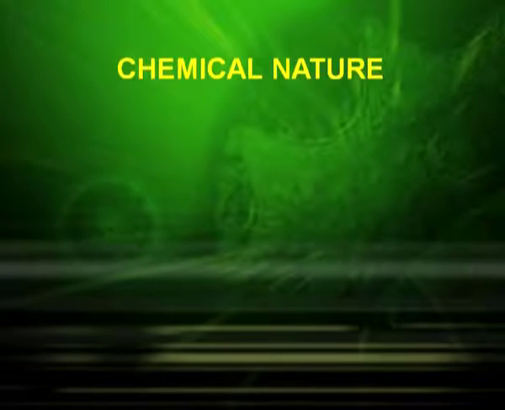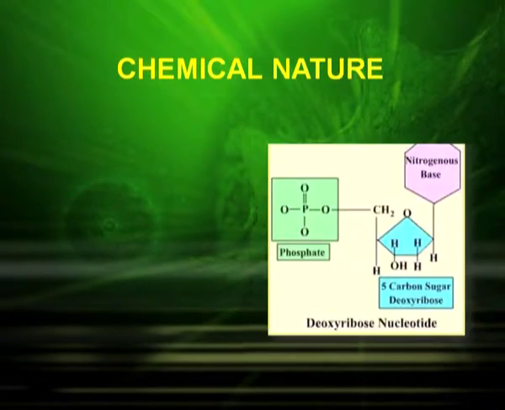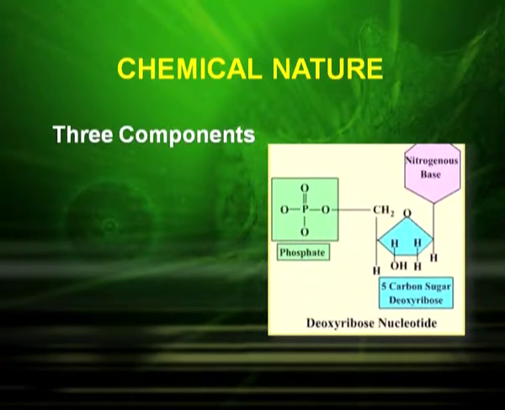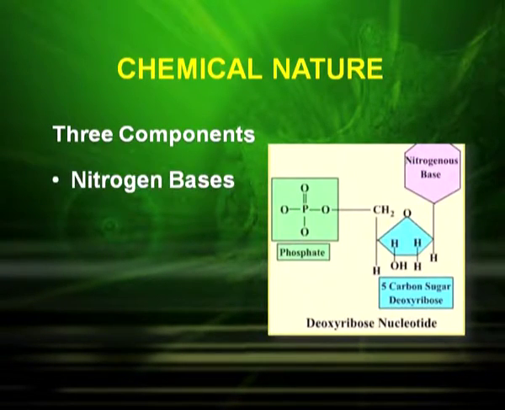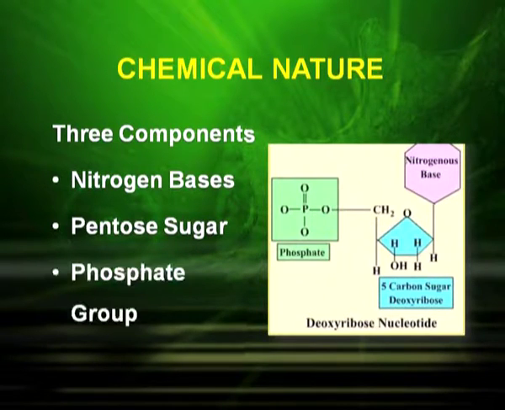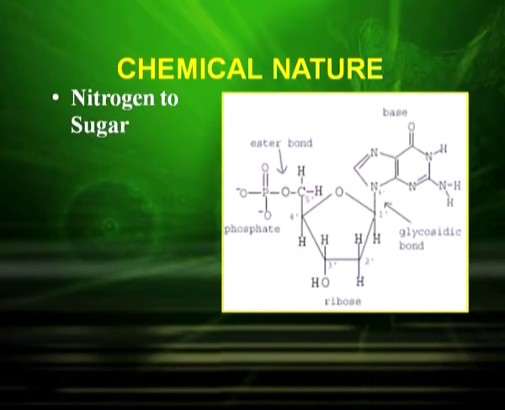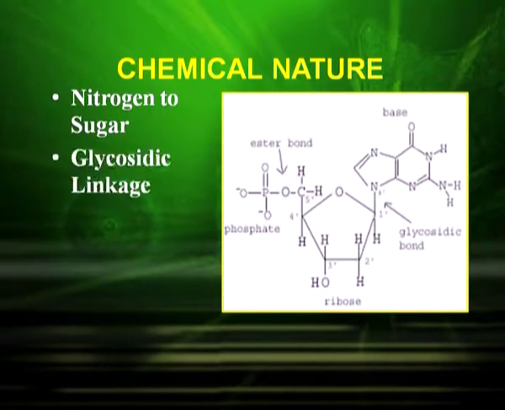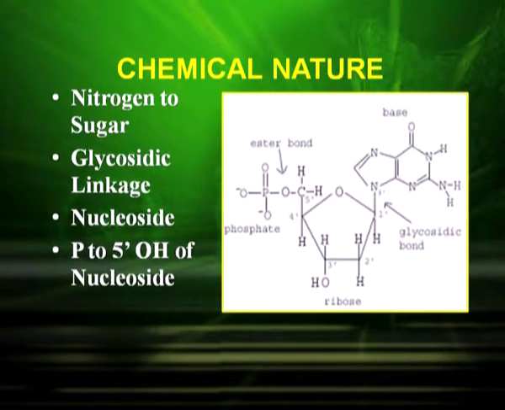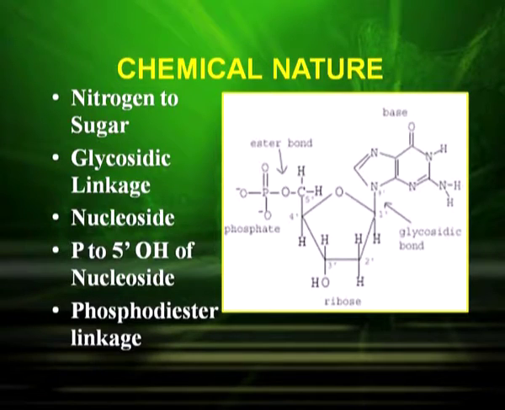Now, let us recall the chemical nature of DNA. As you can see in the diagram, there are three important components: the nitrogenous bases, pentose sugar and phosphate group. The nitrogenous base is attached to sugar with the help of a linkage called glycosidic linkage. The combination of nitrogen base and sugar forms a nucleoside. The phosphate group is attached to the 5' OH of the nucleoside with the help of a linkage called phosphodiester linkage.